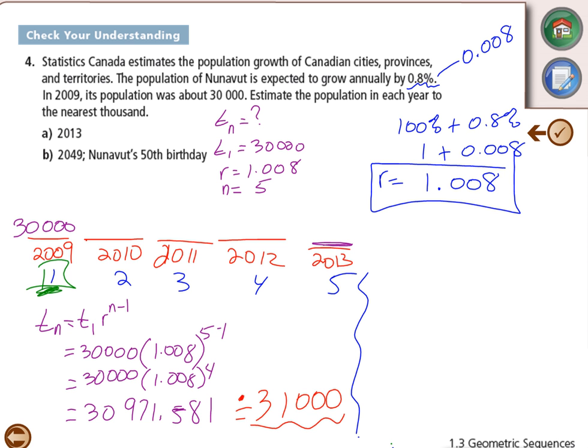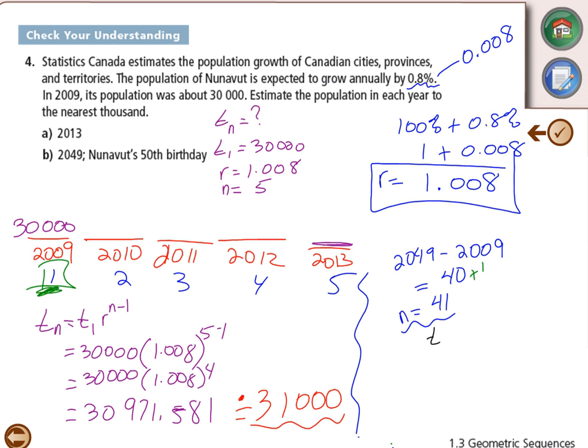And let's repeat that, but this time at 2049. We don't want to draw lines all the way through, but we do want to remember that we can go 2049 minus 2009, and that's going to give us 40. But we got to add on that extra starting place for the first one. So we're actually using an n value of 41.